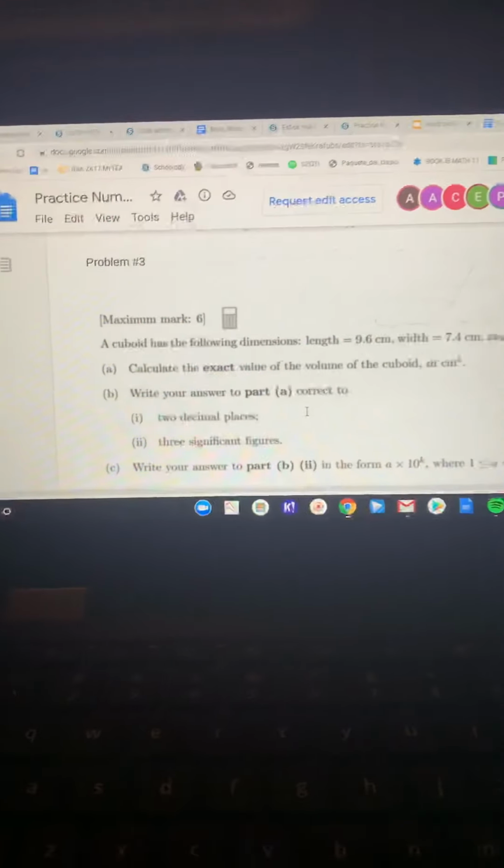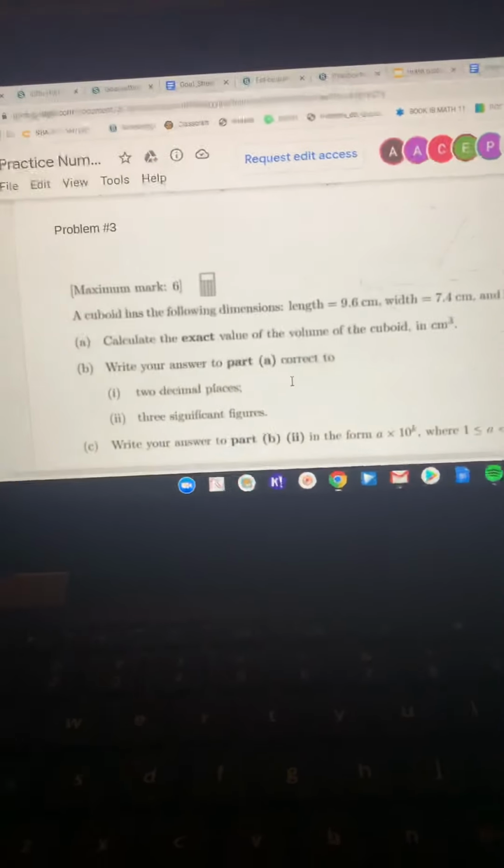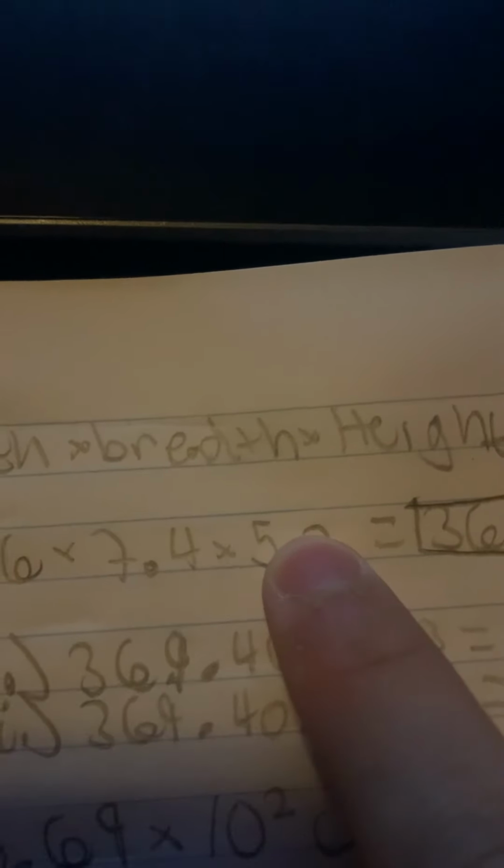5.2 centimeters. First, it asks me to calculate the exact value of the volume of the cuboid in centimeters cubed. Since it's asking for volume, we must use the volume formula, which is length times breadth, or width, times height. We already know that the length is 9.6, the width is 7.4, and the height is 5.2. We multiply this up and it will give us 369.408, and the answer must be centimeters cubed.